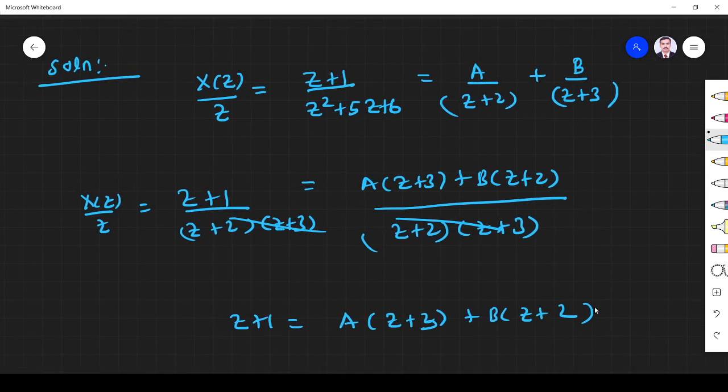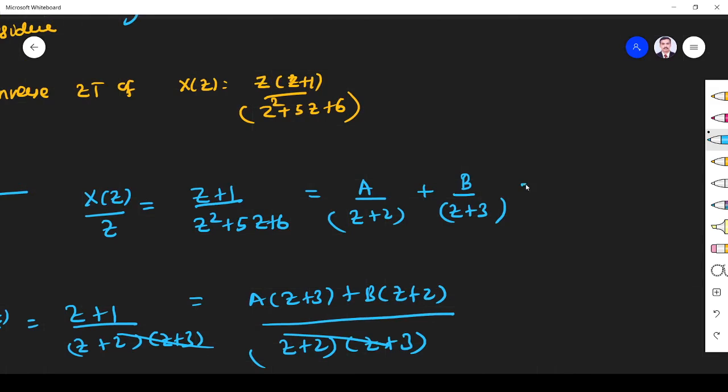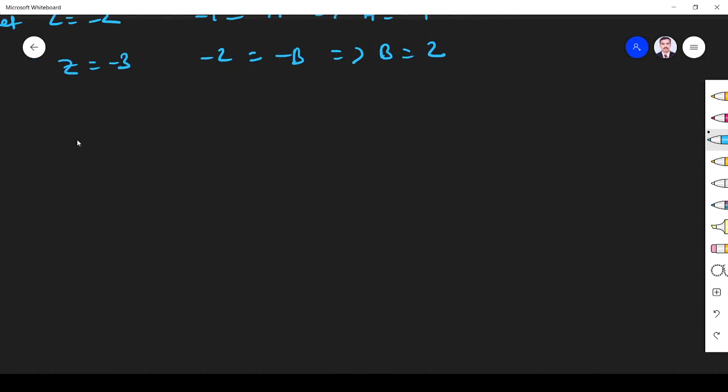Substitute here. Fine. So what will happen? A is equal to minus 1 by z plus 2. B is equal to 2 by z plus 3. So now it is split into two parts, this denominator. So X of z by z is equal to this one. I need inverse z transform of X of z only. So now I bring this z here. Okay. So what happens? X of z is equal to minus z by z plus 2 plus 2z by z plus 3. I bring that z here.